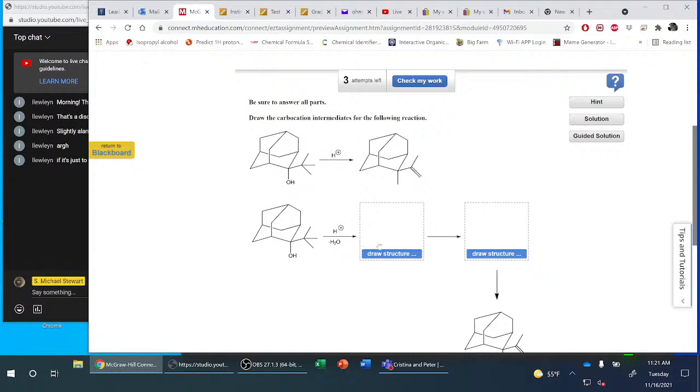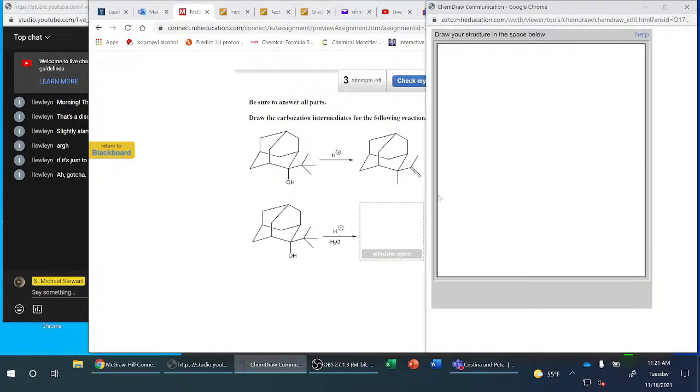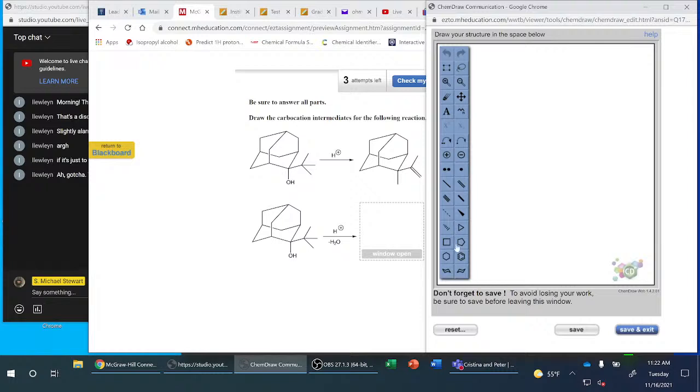So, what you've got here is a carbocation rearrangement. What will happen is that we add the hydrogen. And please, oh, this was a horrible one to draw. It's all coming back to me now.